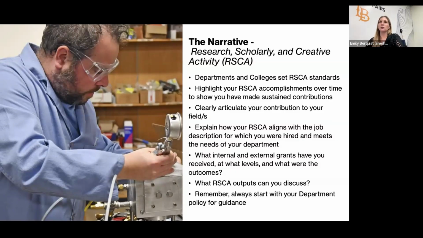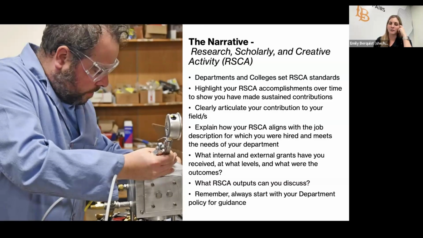You're hired to contribute to a specific body of knowledge, and if you do that, you're going to want to talk about that in your file. Another thing that you may choose to talk about would be if you have received any external or internal grants, at what levels you received them, and what the outcomes were.